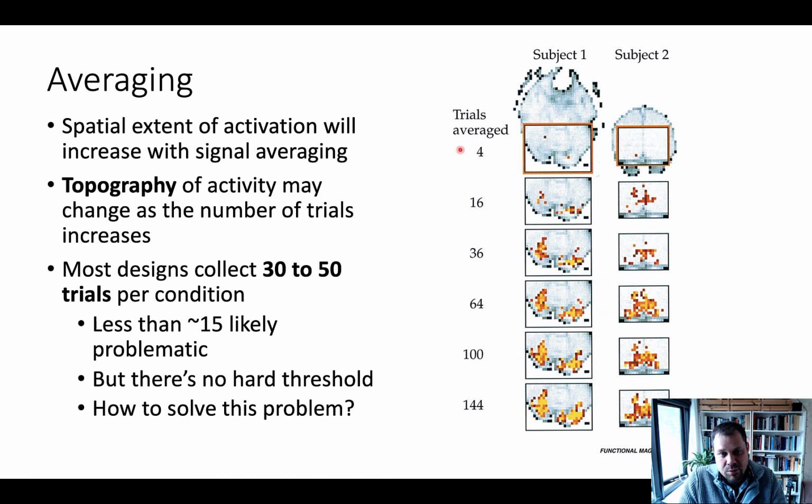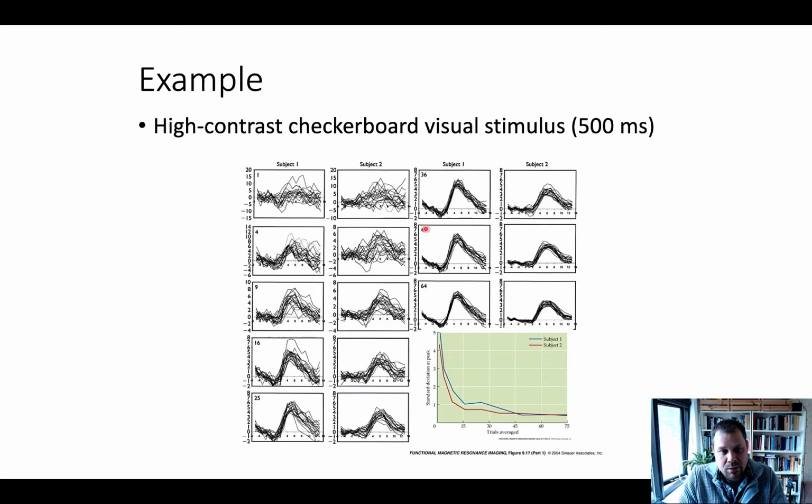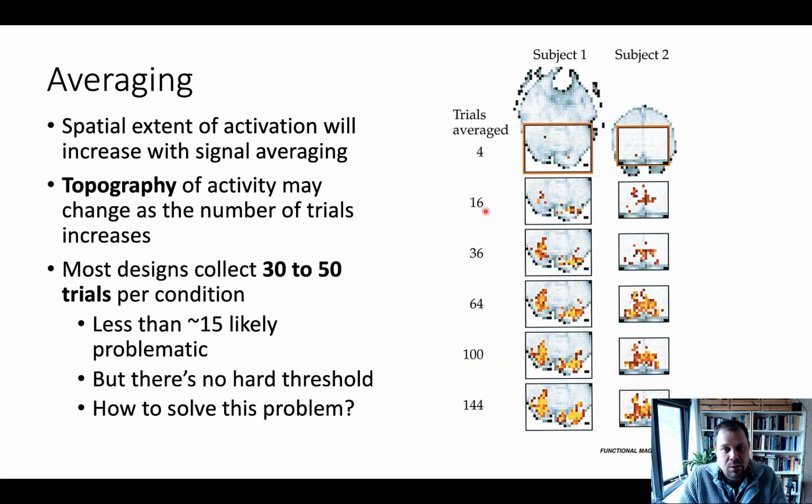Finally, averaging also increases the spatial extent of activation, as you can see here. So this is the number of trials that were averaged for subject 1 and for subject 2. The more trials you average, the larger the spatial extent gets. So we don't just get better and cleaner BOLD signals or reflections of the BOLD signals, we also get a larger spatial extent of the activation through signal averaging. And even the topography of the activity changes as the number of trials increases.